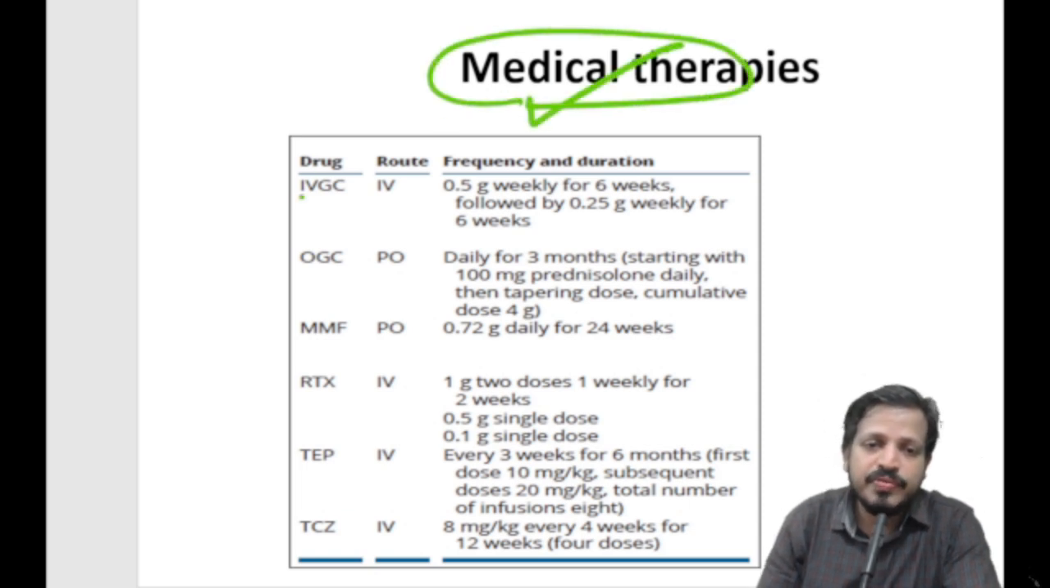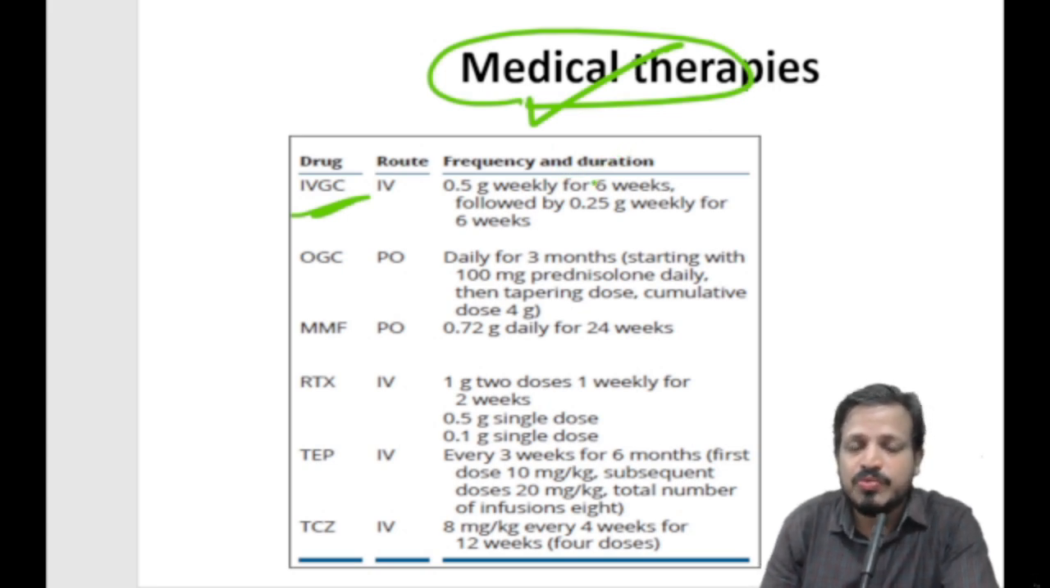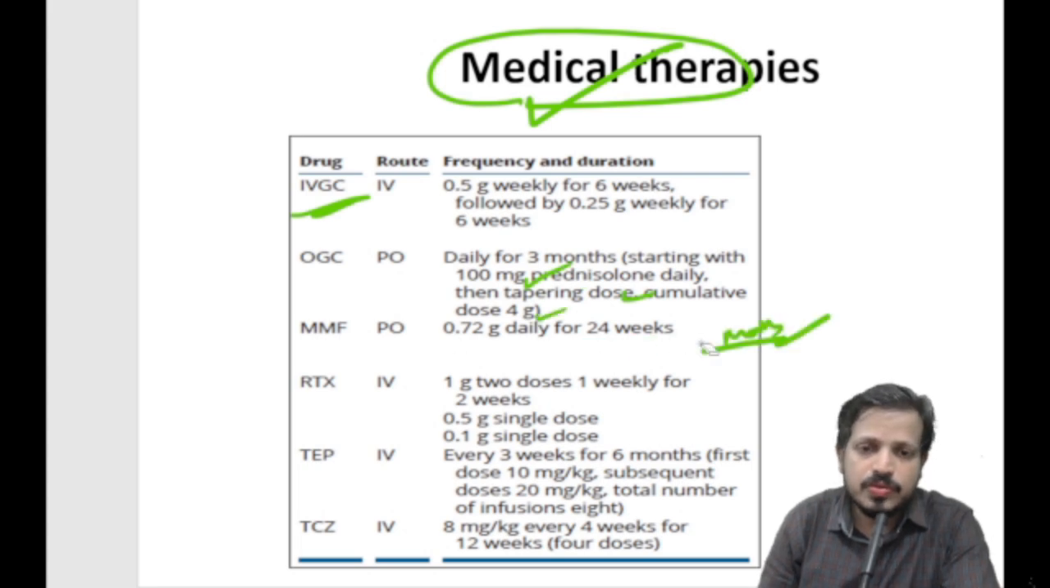The dose schedule of IV glucocorticoid: we will give 500 milligram once weekly for 6 weeks, then 250 milligram once weekly for another 6 weeks. Then oral glucocorticoid, per oral we can give for 3 months, 100 milligram of prednisolone daily. Then we can taper the dose. Total cumulative dose.